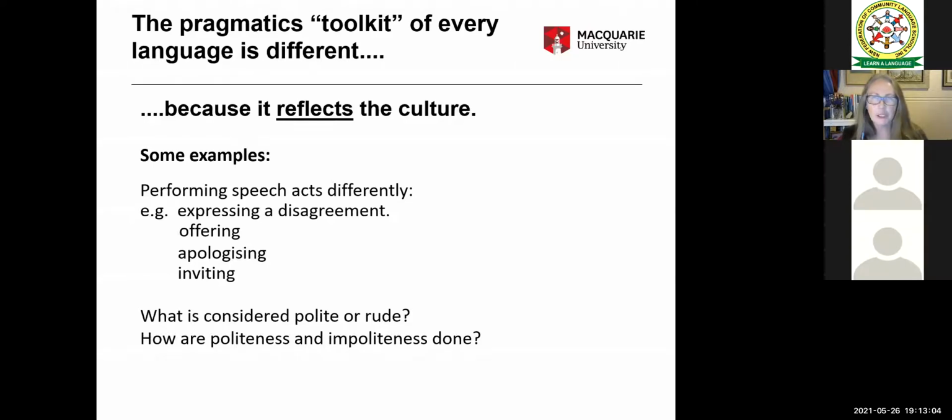I used to be an English teacher a very long time ago, and I remember trying to teach my Japanese students how to disagree. But this didn't go terribly well because in Japan, the examples of situations in which it's okay to disagree are different to the English ones. And my Japanese students, they could learn the words, but they just didn't want to do it because it was not comfortable in their culture.